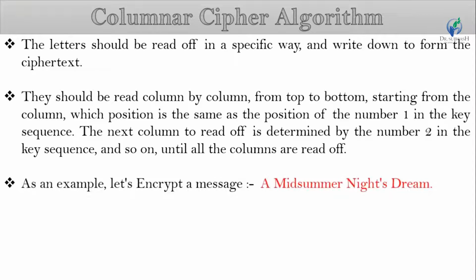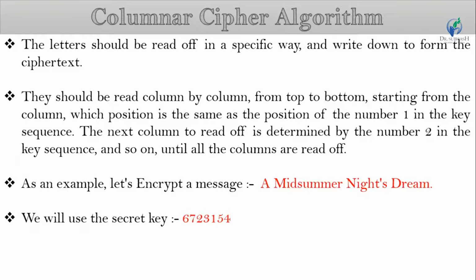To make this step easier, it is recommended to write the sequence numbers above the corresponding columns. As an example, let's encrypt the message, A Midsummer Night's Dream. We will use the secret key mentioned above, like the key is 6723154. The matrix created for the encryption will have 7 columns.